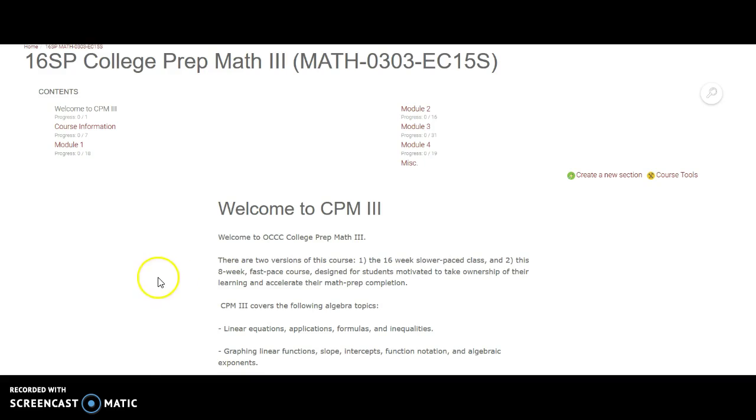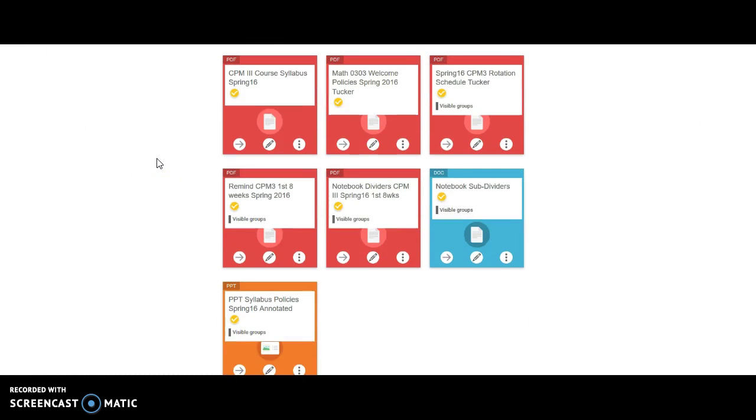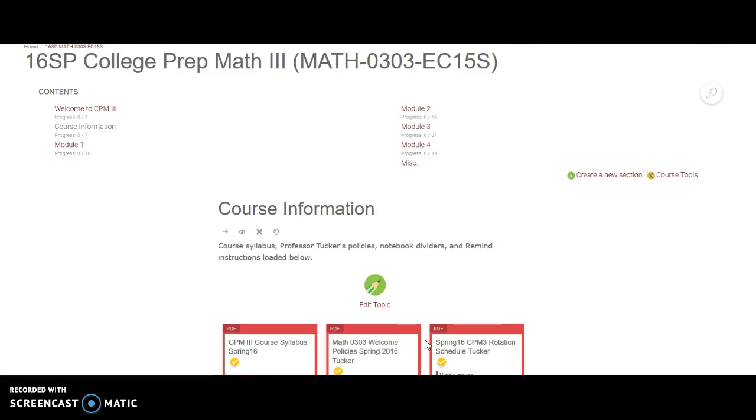I've pulled up my Moodle page because I suspect there are some of you that still haven't gone to Moodle to see what I've put out there for you, based on a couple of emails I just got today. So when you log into College Prep Math 3 in Moodle and go to the module, first of all, there's a welcome page. Your course information is your syllabus, the rotation schedule, your daily schedule if you lost it, how to sign in to Remind, and your notebook dividers. There are some sub-notebook dividers that I think would be cool to print out, and a policies page.